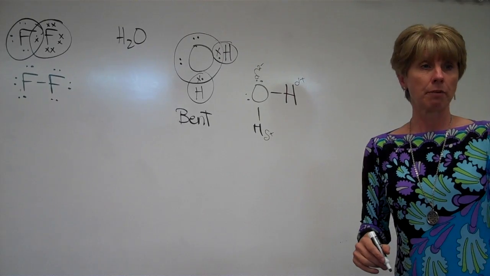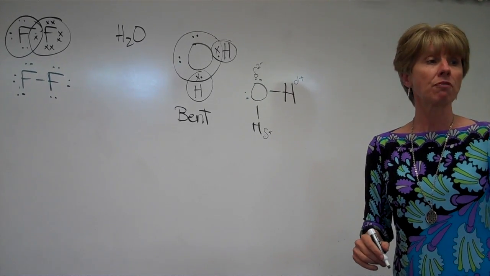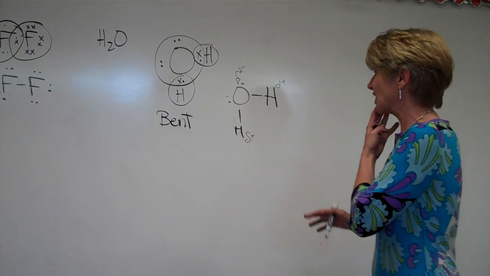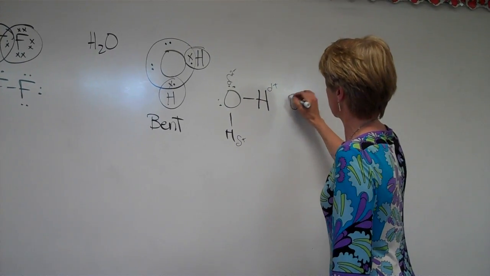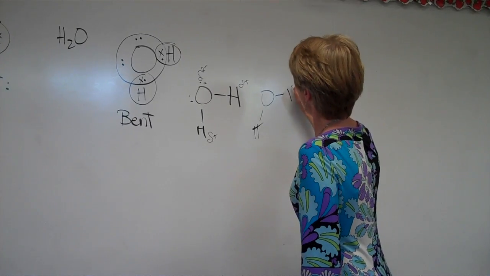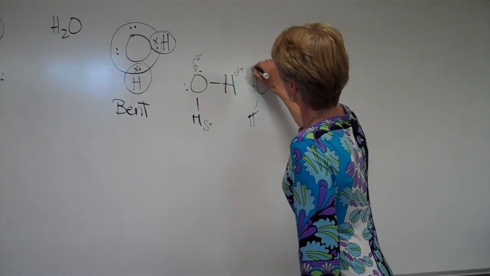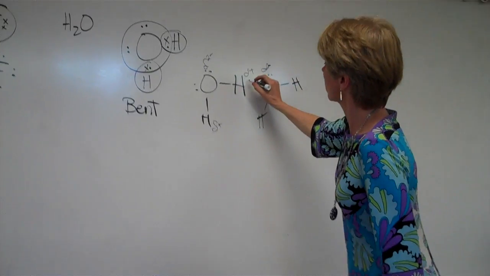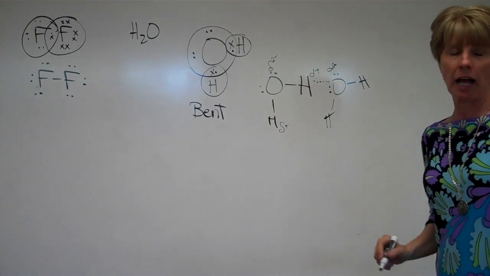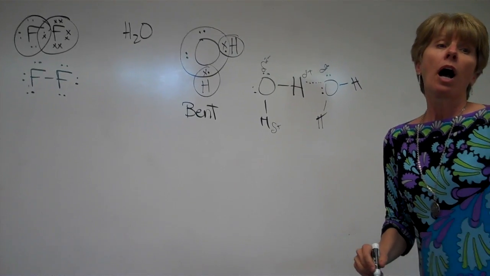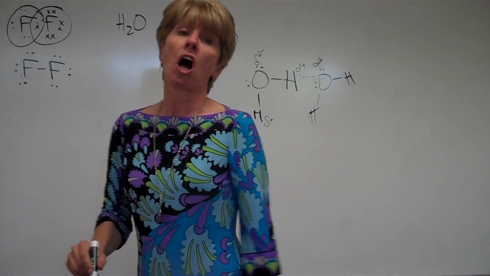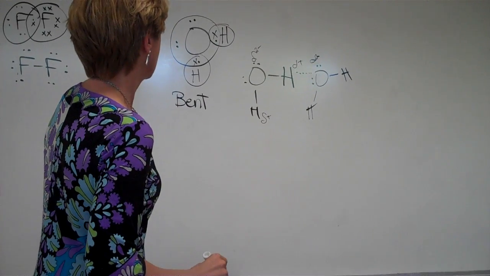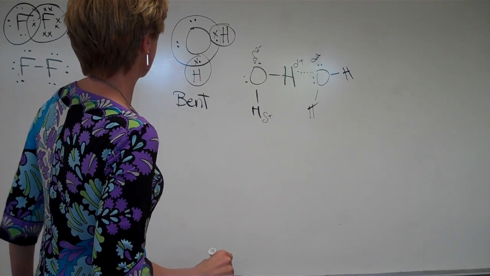Because of the bent shape, and it's not symmetrical, and the fact that water is a very polar molecule, there's something called hydrogen bonding. Okay? That's when the partial negative end of the water molecule gets attracted to the partial positive end. Hydrogen bonding is responsible for the high boiling point of water. Okay? So there's a water molecule.